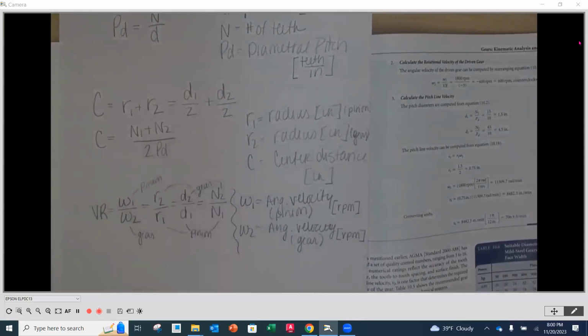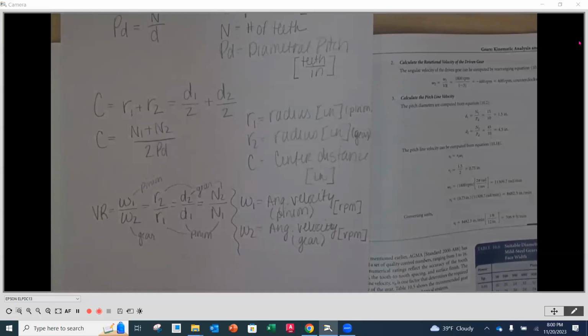It's just the angular velocities that we have to watch out for. The pinion has to be on top and the gear will be on the bottom, because it's the faster moving one that has to be on the top. The larger number has to be on top. Okay, any questions about that?